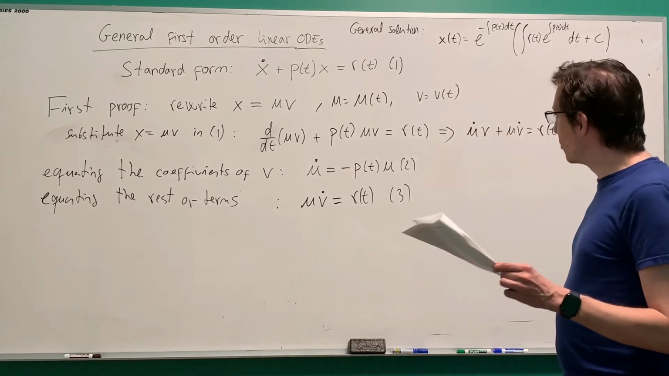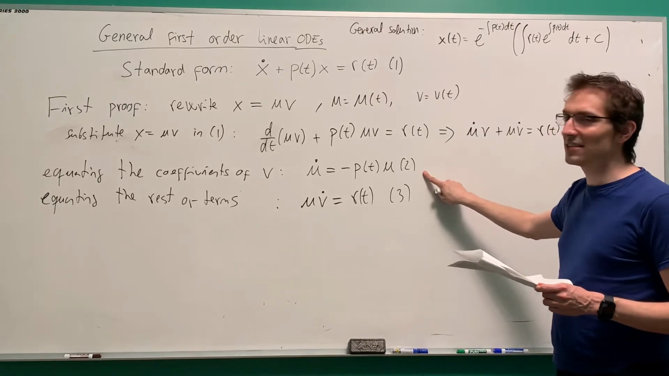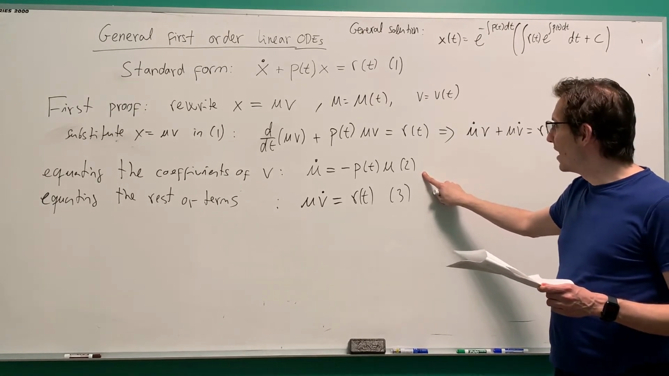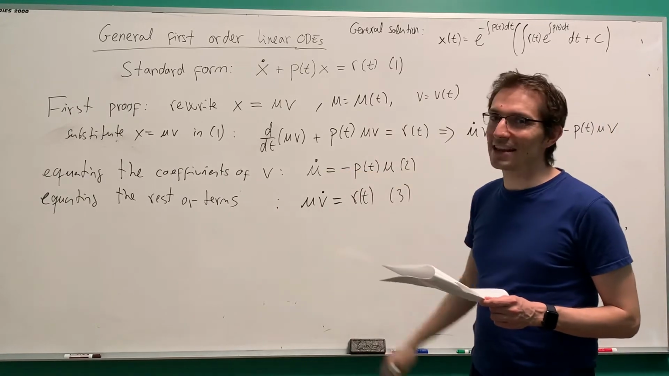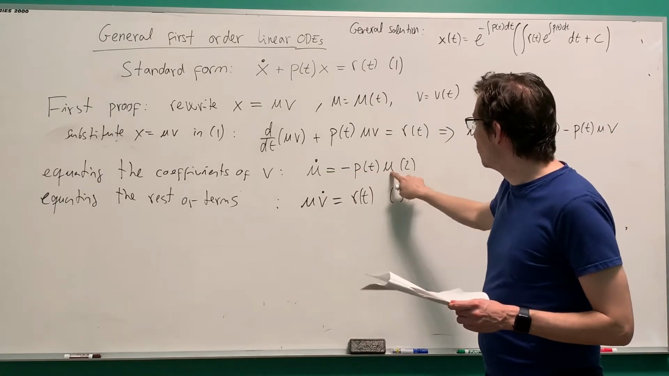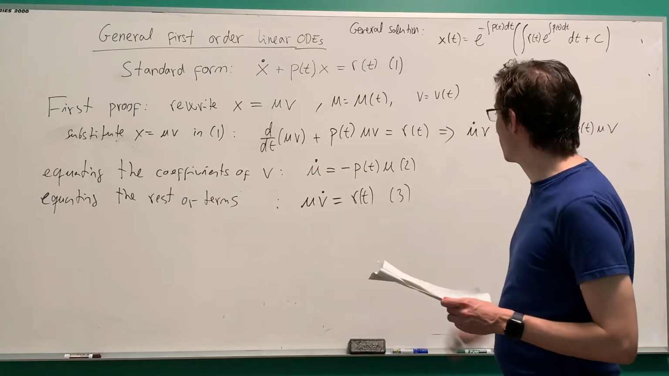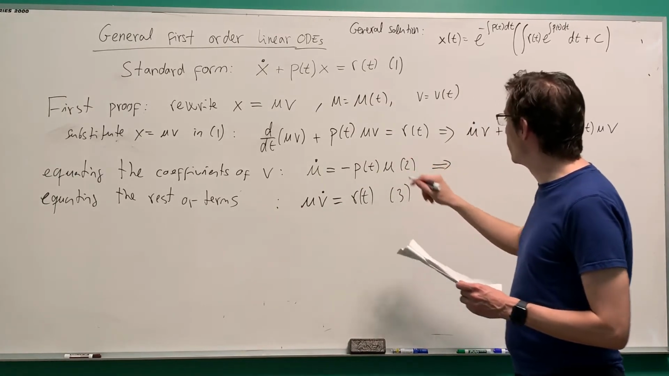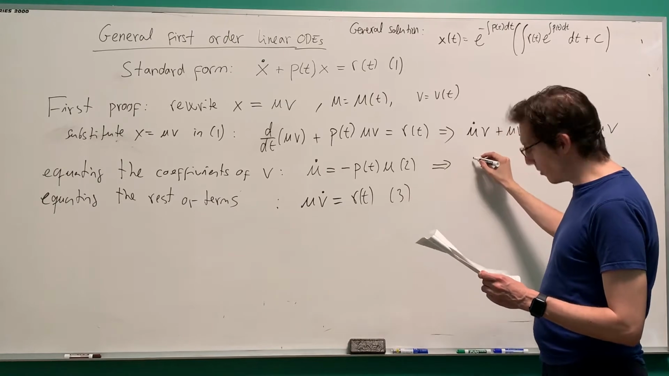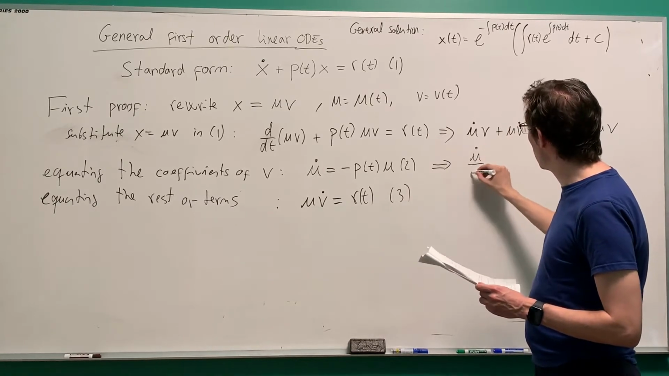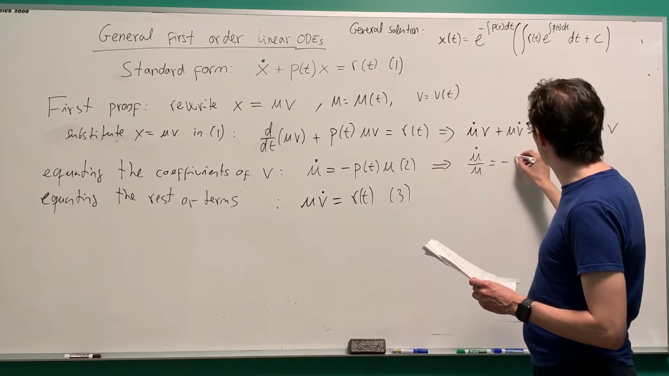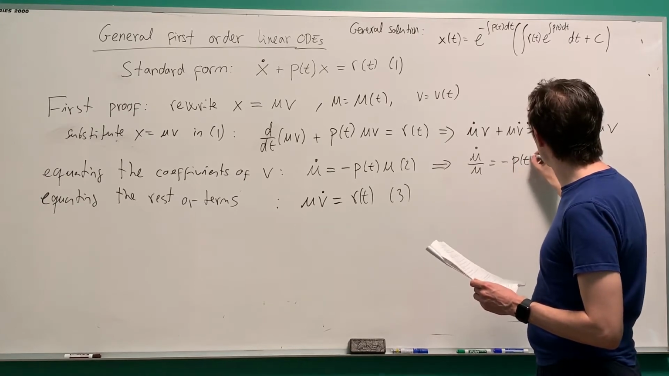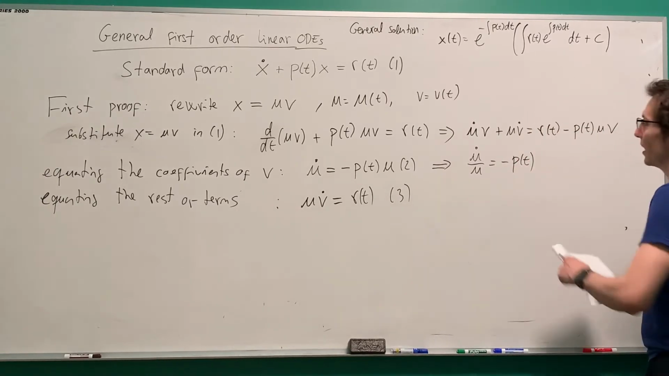Alright, the nice thing about it though is that equation 2 is easy, right? Equation 2 is of the kind that we know how to solve. We can put the u's on one side and the p on the other side. So equation 2 is very easy. I can solve it, and I separate it: u dot divided by u equals minus p of t. Then we integrate and we get the log.